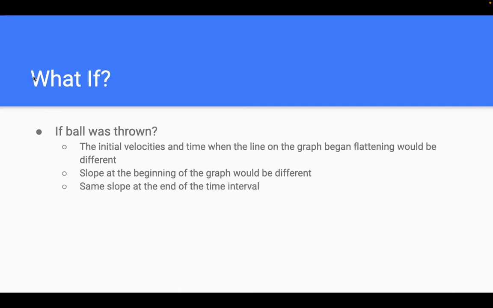What if? What if the ball was thrown? The initial velocities and time when the line on the graph begins to flatten would be different. The slope at the beginning of the graph would also be different. The slope at the end of the time interval would be the same.